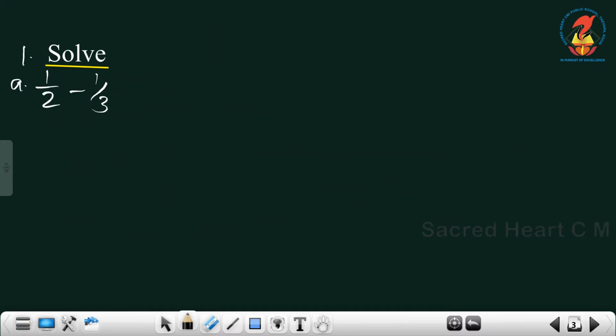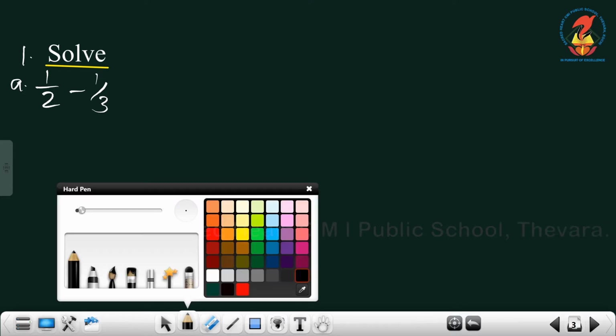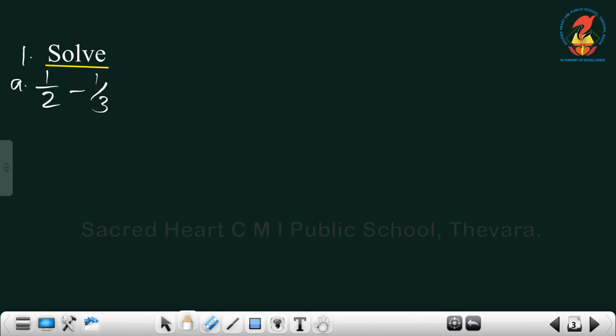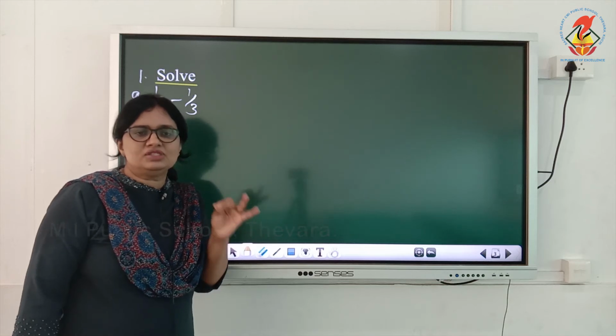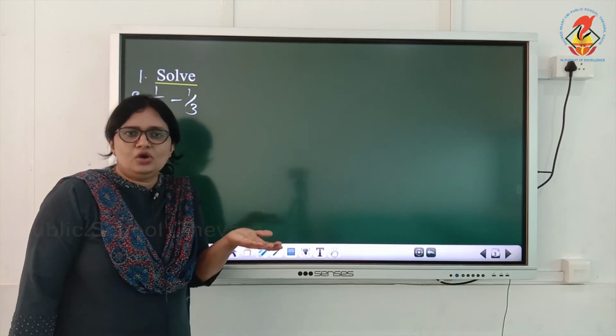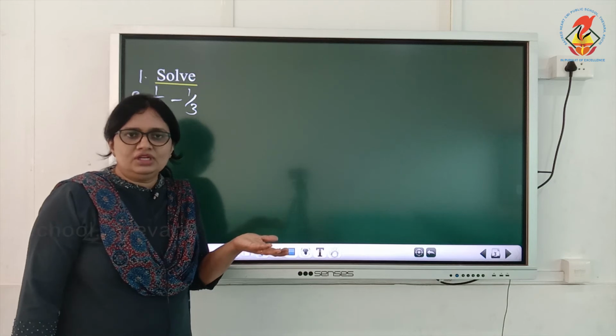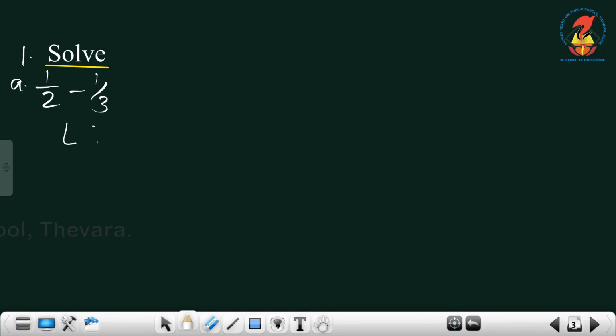The next is, I will give you one problem. Solve 1 by 2 minus 1 by 3. The same as addition, first we need to find the LCM of two denominators, right? Here both denominators are 2 and 3. 2 and 3 are prime numbers, so there is no common factor. So LCM is 2 into 3, that is 6. LCM equals 6.